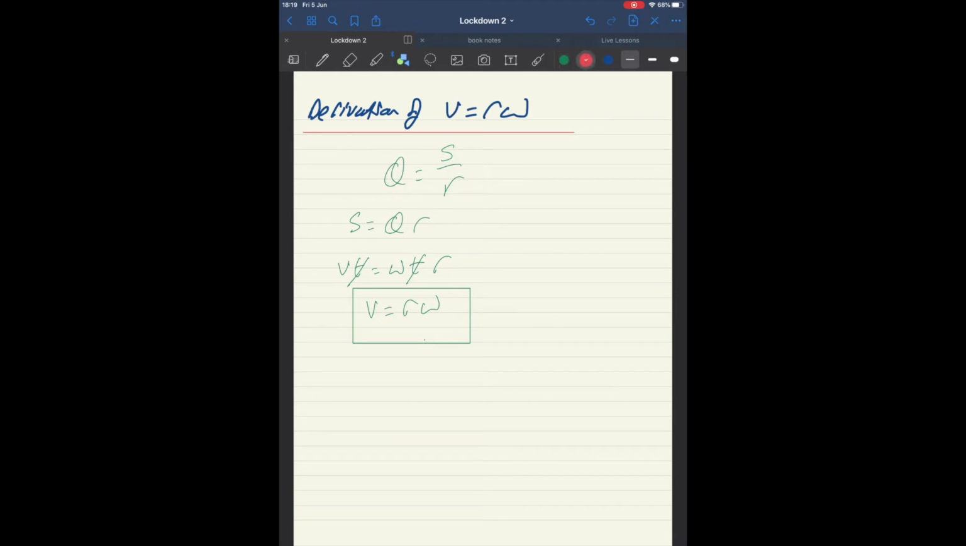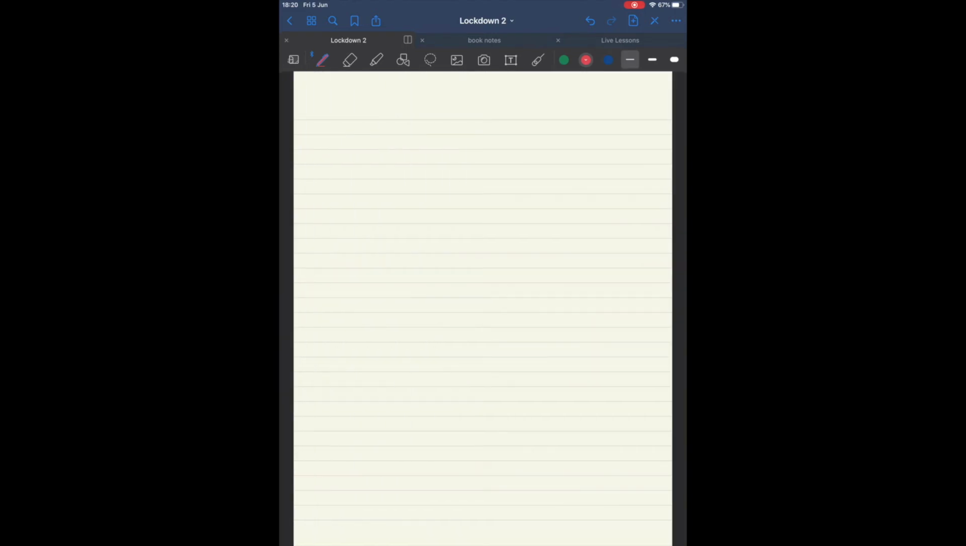And that's a relationship between linear velocity, and this is quite important actually, like how many meters per second you're travelling, and angular velocity. Okay? Right. Every linear equation has an angular equivalent.